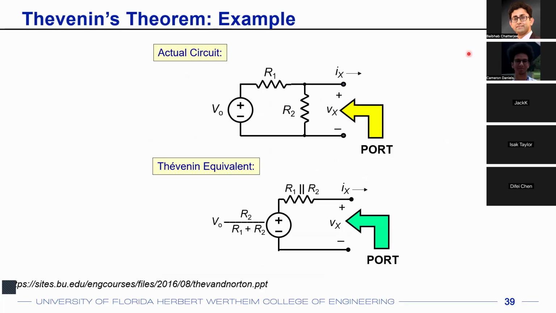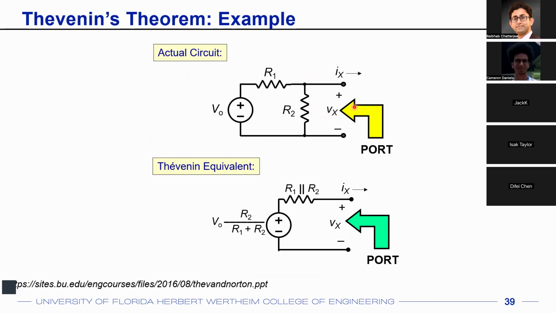So for example, if your actual circuit looks like this, you have a VO, let's say that's your source. Then you have this R1 and R2. Let's say a very simple resistive network. You already know how to solve it, but still, just to understand how Thevenin or Norton works, we will try to solve it using the Thevenin equivalent circuit or a Norton equivalent circuit. So let's say you want to find out what is the voltage Vx across this output port, the port on the right-hand side. What is a port?